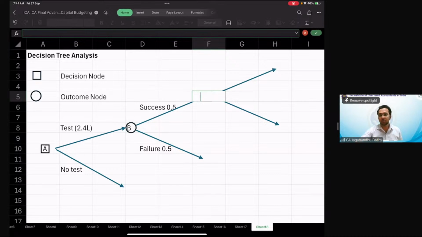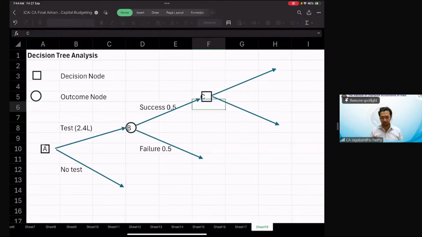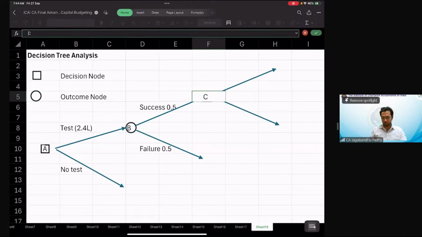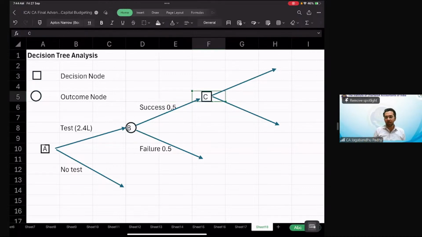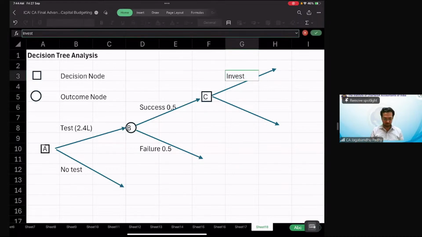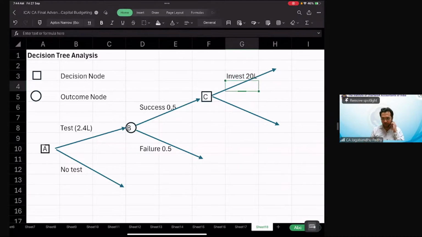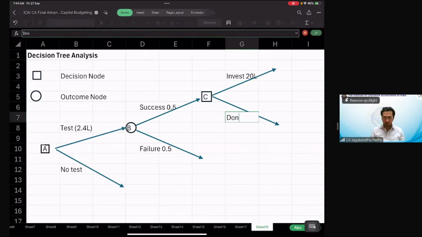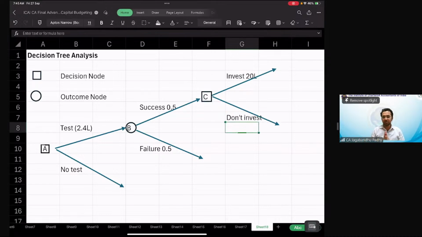We have this node C now, correct? A, B is done. So node C. Yeah, at node C, I have two decisions to make. Either we invest 20 lakhs, or we say don't invest. These are the two possible things that we can do.